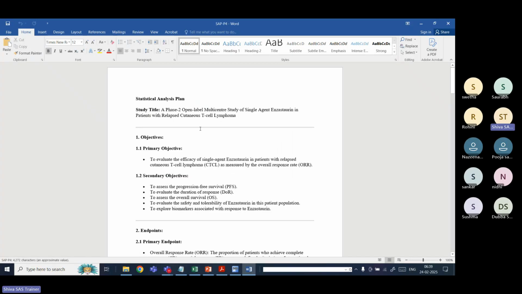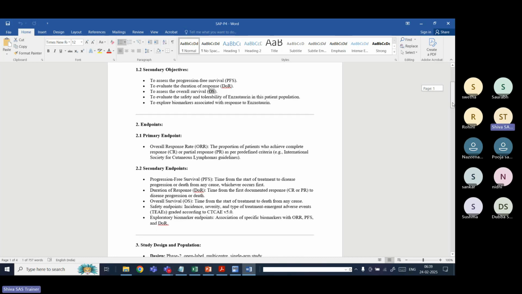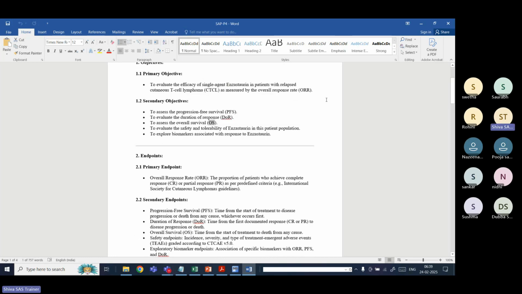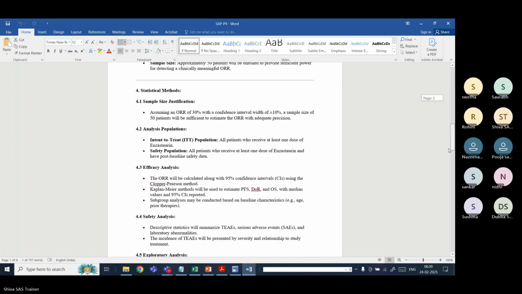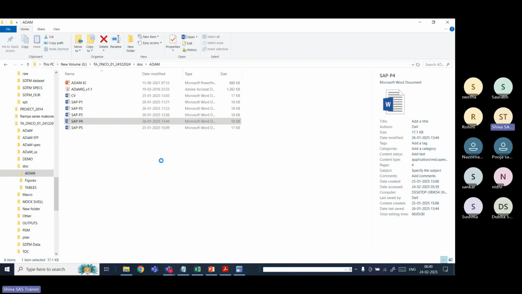And here, the fourth study is completely a single agent study. This is relapsed cutaneous T cell lymphoma and the primary objective is ORR, objective response rate, and the secondary objectives are PFS, duration of response and overall survival. To get ORR, they use some statistical procedure. Just go through this also.